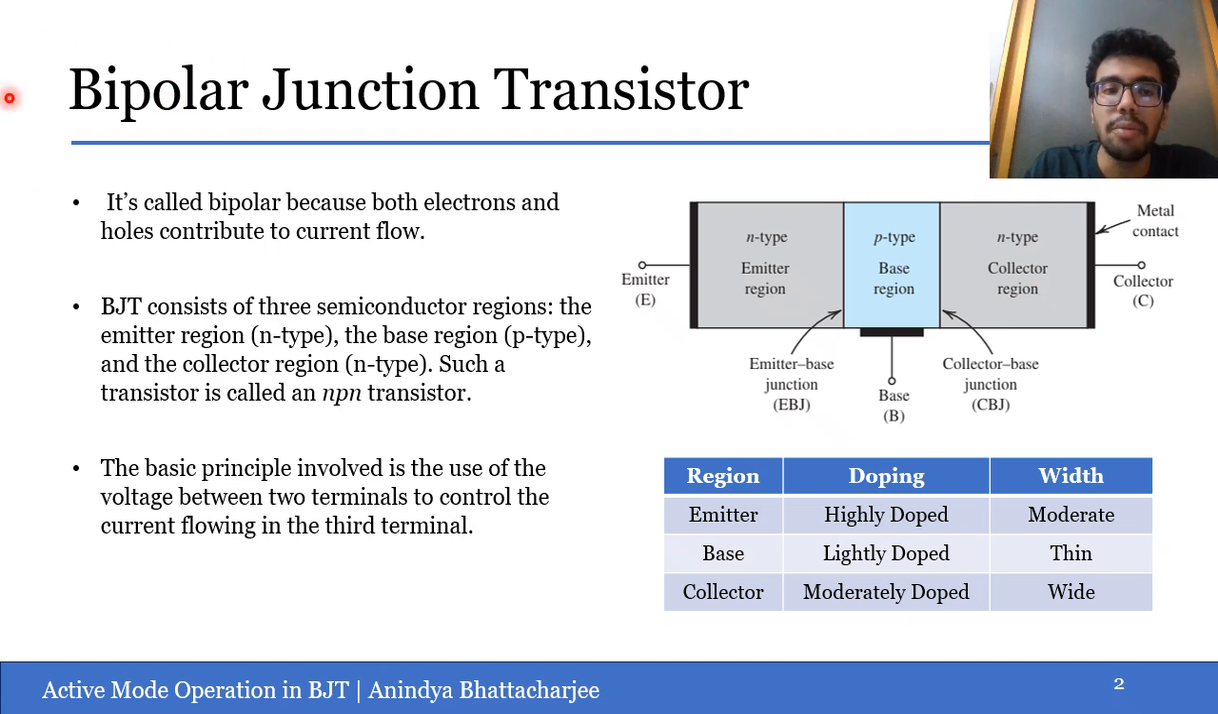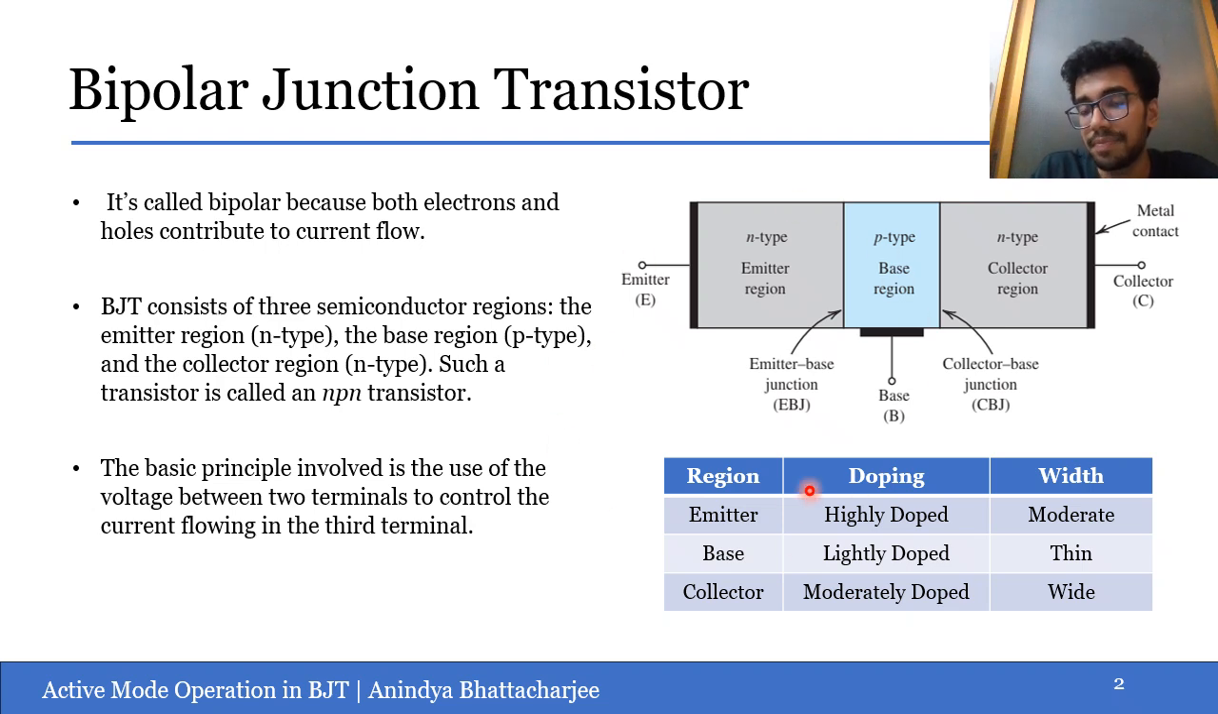Now, why do we call it a bipolar device? It's a bipolar device because the current flow is contributed by both the electrons and the holes, which are oppositely charged, hence the name bipolar. The benefit of this bipolar junction transistor is that we can control the current through one terminal using the voltage of the other two terminals. If you recall, in a typical diode, the current is controlled by the voltage applied across the two terminals. But here we have an additional control over the current across the terminal by using voltage across the other two terminals.